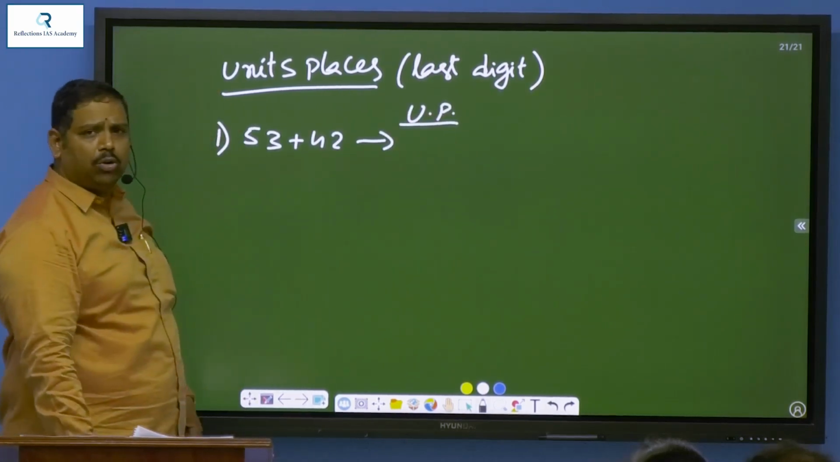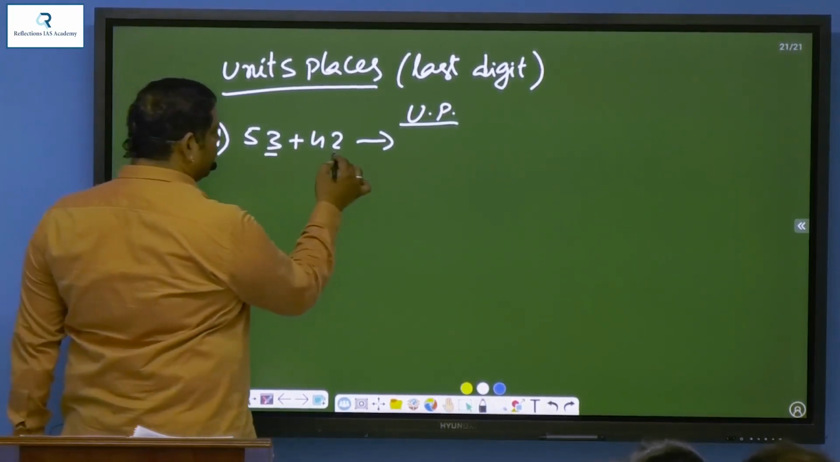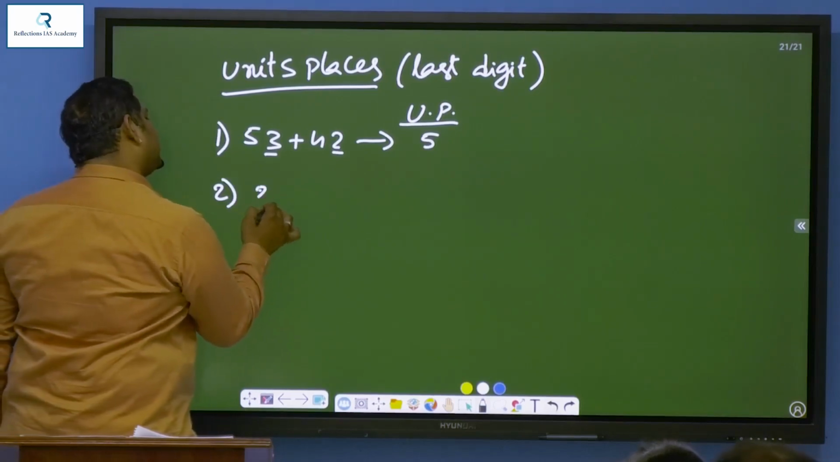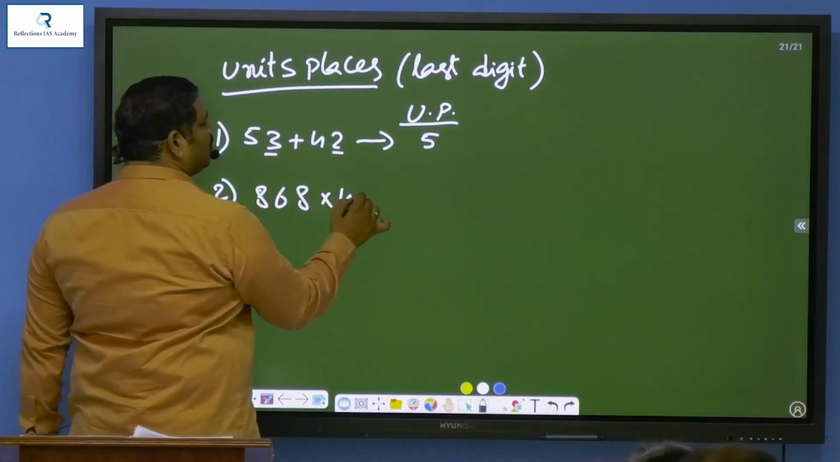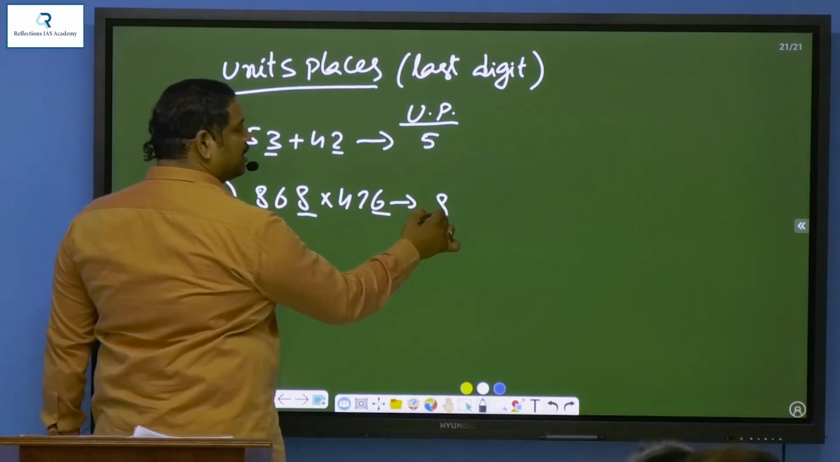Tell me here, do you have to do the entire calculation or is only the units place enough? Only the units place. 3 plus 2 is how much? 5. Superb. So even if I have a multiplication, 868 into 476, what is the units place? 8 6s are 48, so the units place is how much?